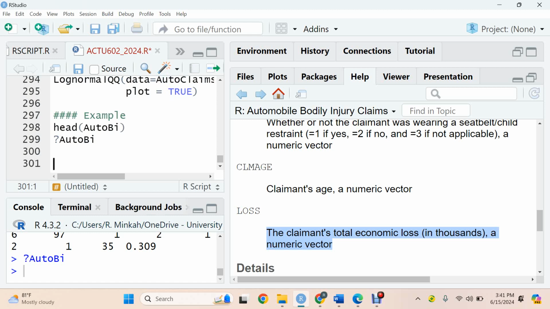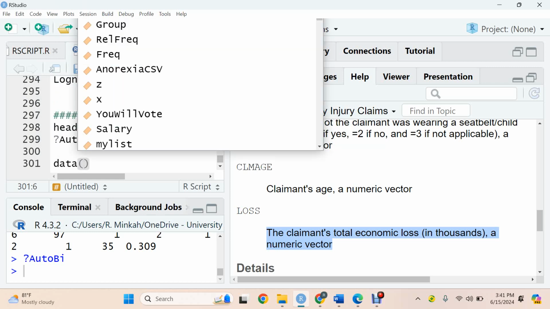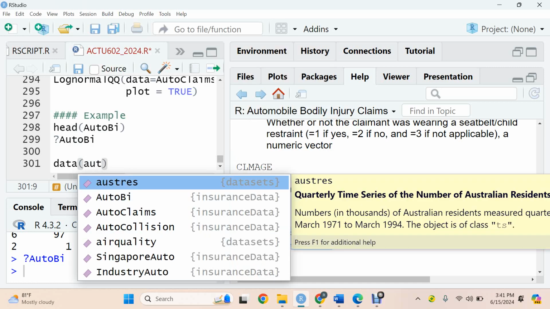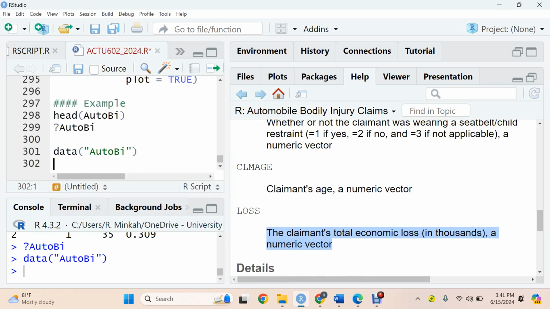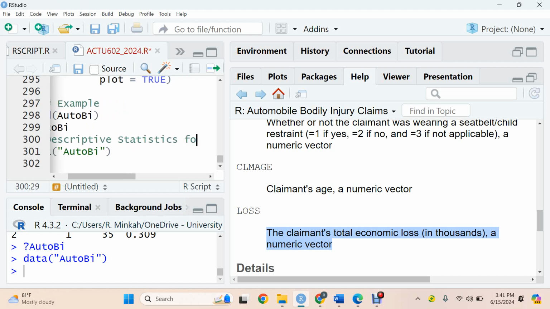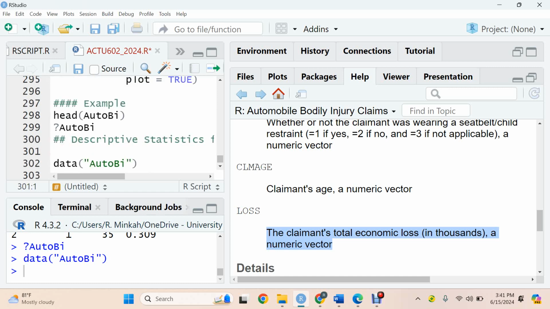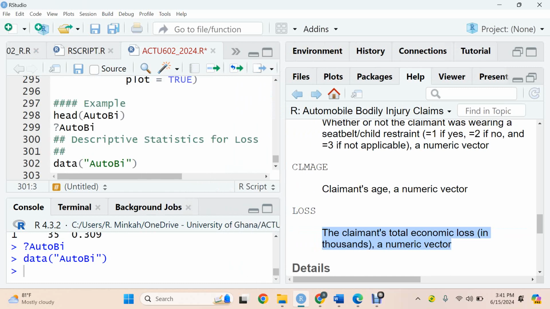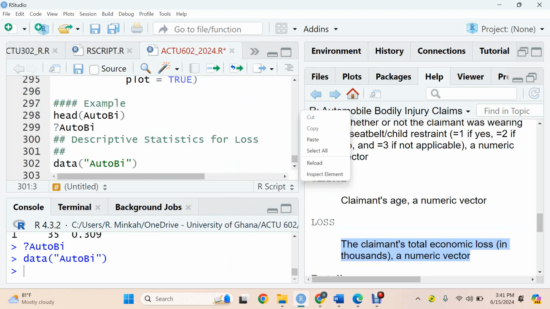You load the data. Okay, good. Okay. So we need to do data what? Auto BI. Okay, then we run it. Okay, what next? So here we talk about descriptive statistics for loss data, loss data in auto BI.